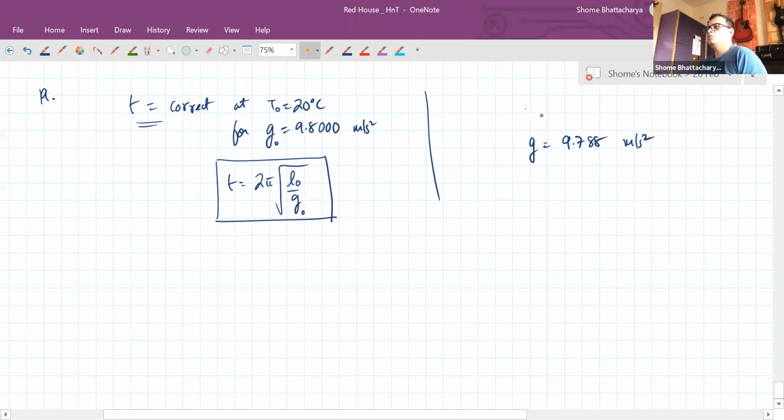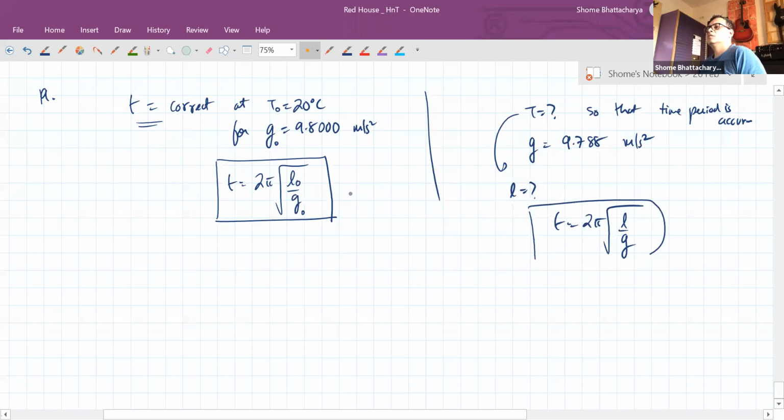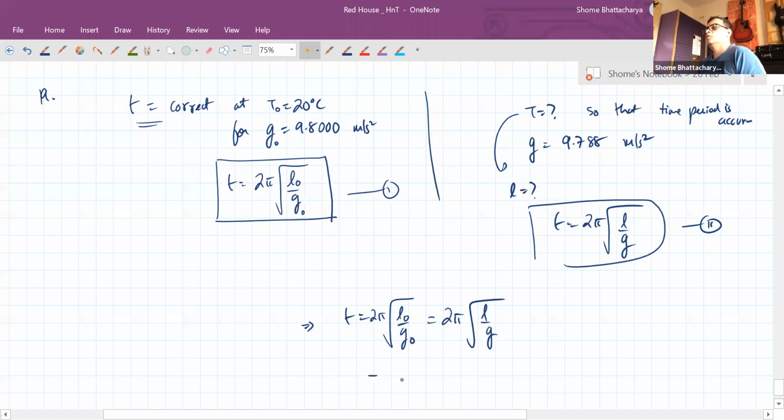So what should be the temperature so that the time period is accurate? From the temperature, let's try to understand what should be the L. I want the same time period to be this. So if you relate these two, you can see that I want L naught by G naught to be equal to L by G.